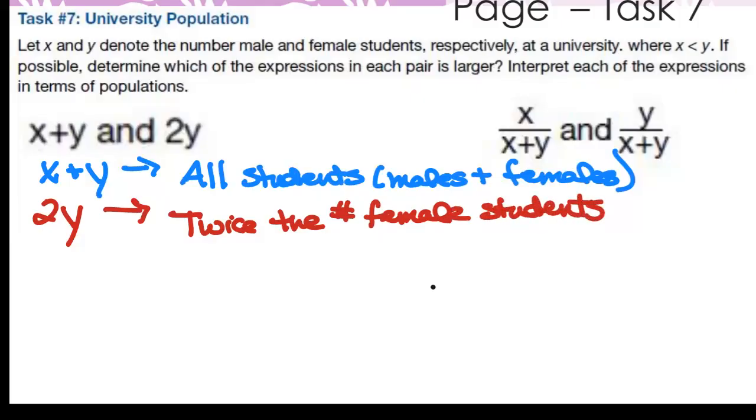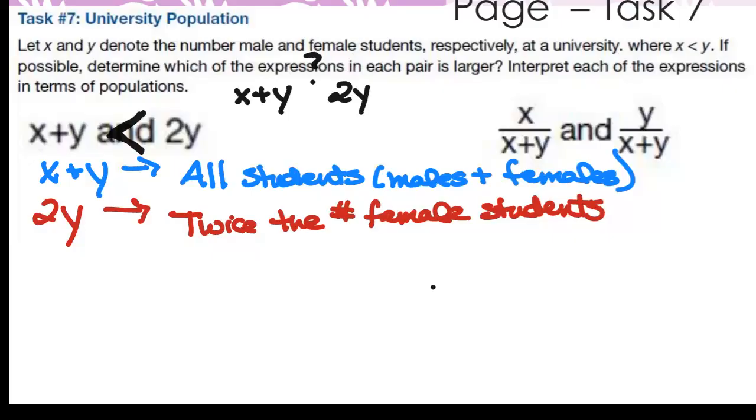Does that make sense to everybody? Yes? So, which one is larger? X plus Y and 2Y. Where are my X plus Y's? Who says that's larger? Where are my 2Y's? Who says that's larger? Okay, a lot of you didn't vote, but yes. 2Y is going to be larger, so the mouth is open to 2Y. How do we know that? Because it already says there are more female students than male students in the population.